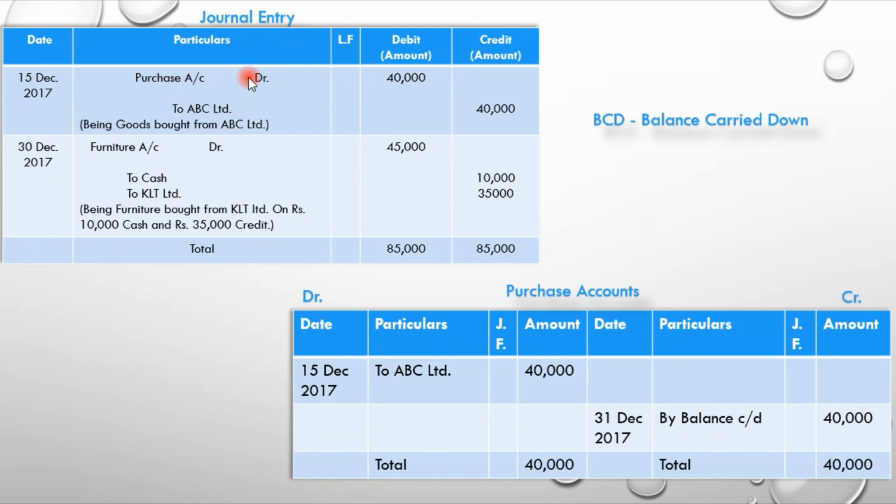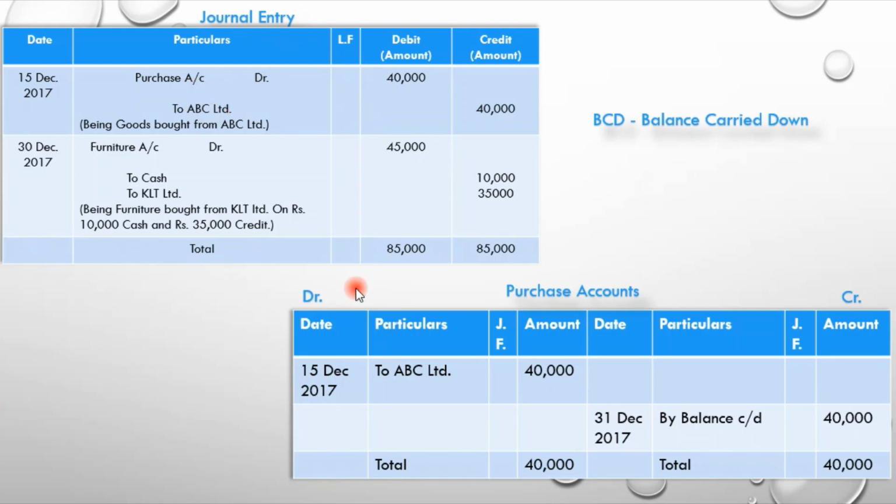So purchase account debit and to ABC Limited 40,000 credit. So to ABC you have to put it into the debit account. So to ABC Limited is 40,000, and next in the date you have to put the date. In particular you have to put ABC Limited as the particular name, with reference to the original book of entry. So this is the reference of the original book of entry, which is called journal.